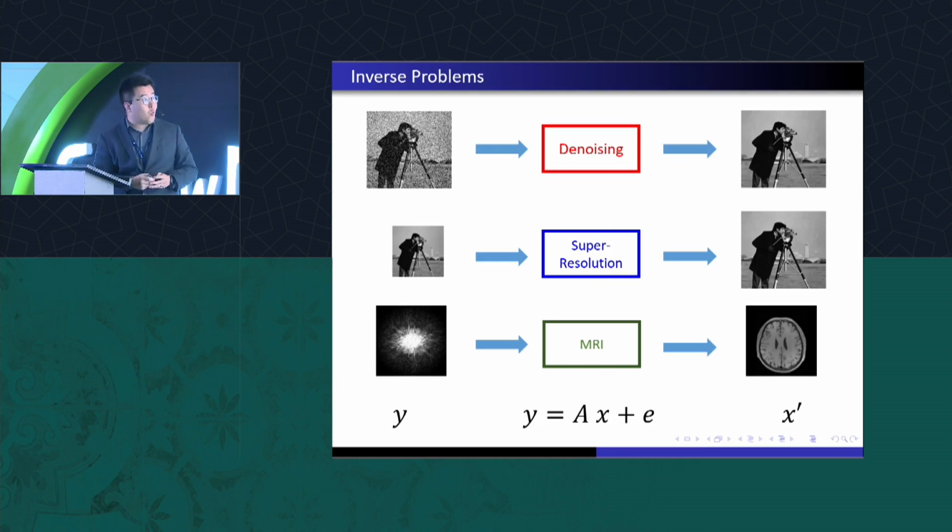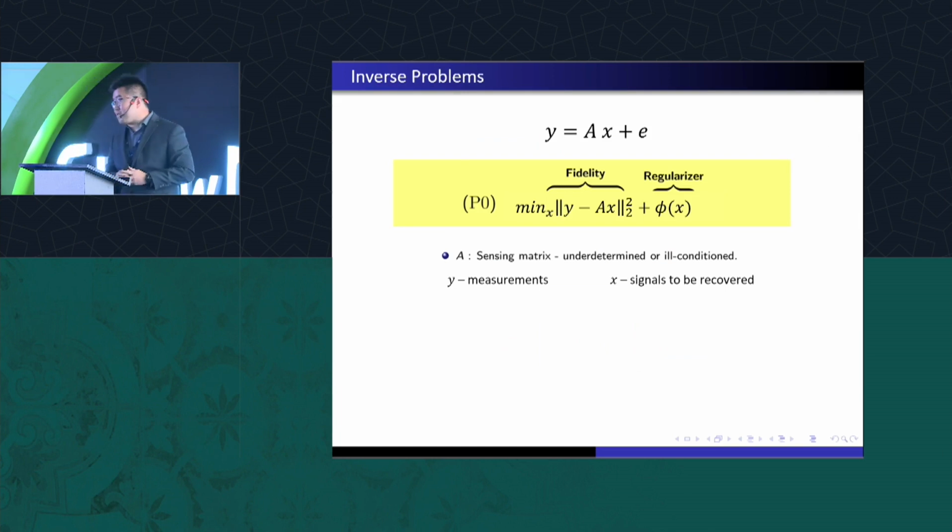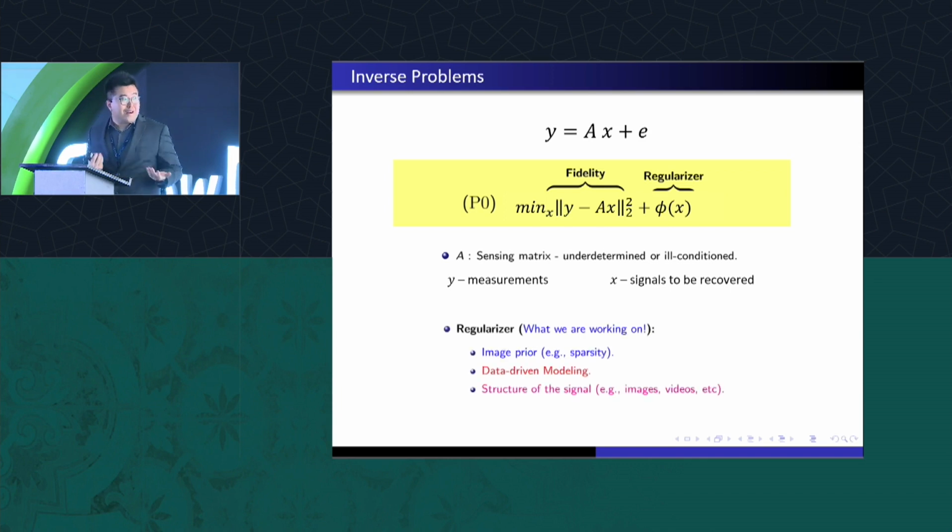Then the question is, what is the key ingredient or factor to come up with a good solver for all of these inverse problems? In fact, for many of the problems we're actually solving this fundamental MAP problem, where you want to minimize the fidelity term together with the regularizer that you develop for your images. Here Y stands for the measurements, A is your sensing matrix, X is the signal you try to recover. And what we're working on is really the second term, the regularizer. We are trying to work on different data models and priors to construct such a regularizer.